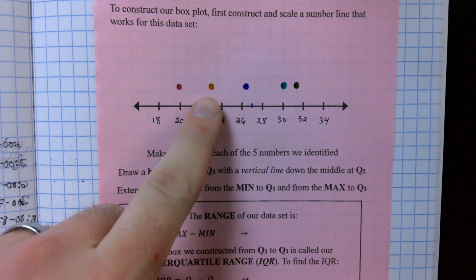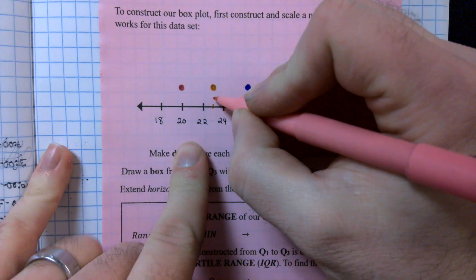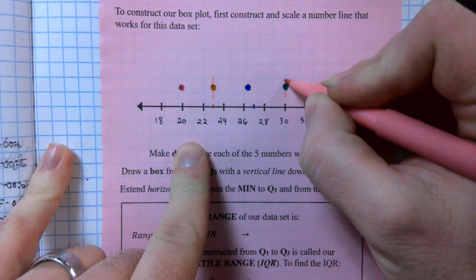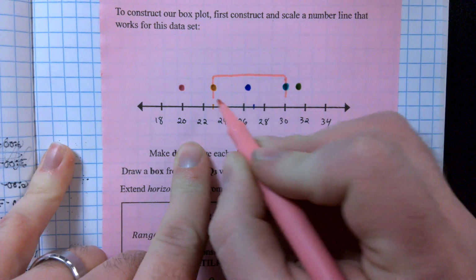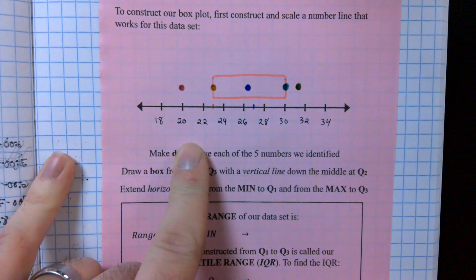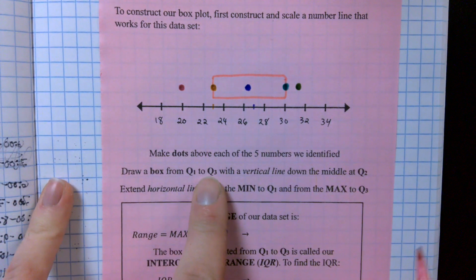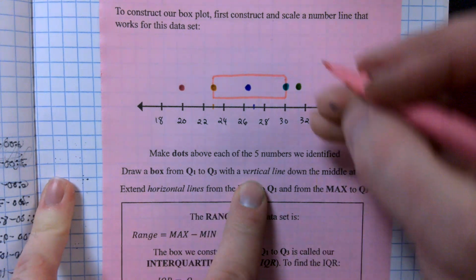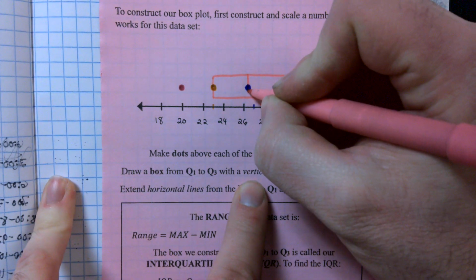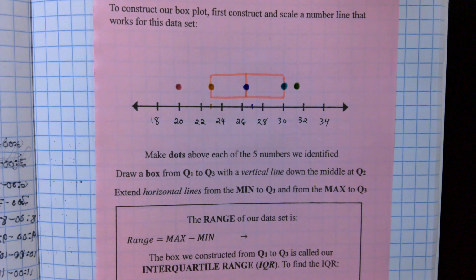We're going to draw a box from Q1 to Q3, just like this. It looks familiar now that we've seen it, right? And I'm going to draw a vertical line down the middle at Q2, at my median. With me so far? That's the box. There's a reason this is called the box and whisker plot.